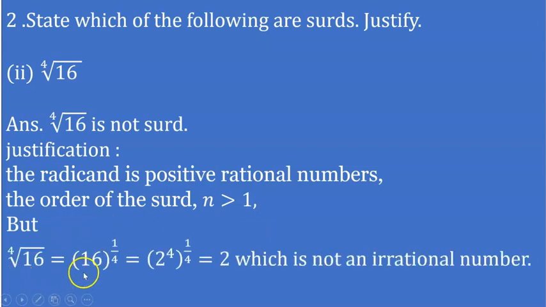fourth root of 16, that is 16 raised to 1 by 4, that is (2 raised to 4) raised to 1 by 4, equals 2, which is not an irrational number, and therefore fourth root of 16 is not a surd.